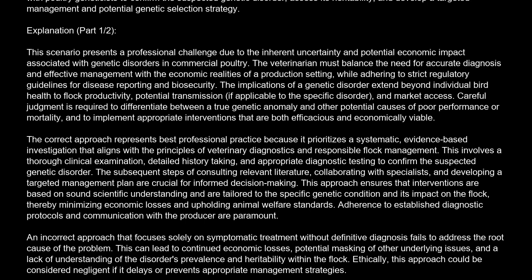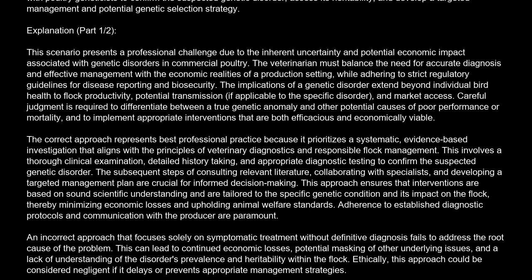decision-making. This approach ensures that interventions are based on sound scientific understanding and are tailored to the specific genetic condition and its impact on the flock, thereby minimizing economic losses and upholding animal welfare standards. Adherence to established diagnostic protocols and communication with the producer are paramount.